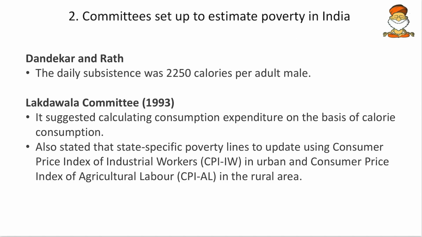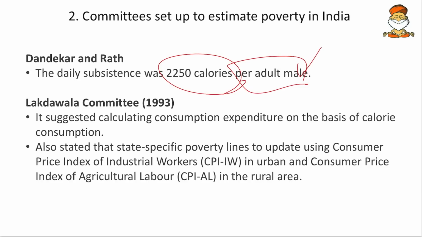First came the Dandekar Rath committee. They said that a daily subsistence of 2,250 calories per adult male has to be taken up. Here for male it was different and for female it was different. So it was not on the rural urban basis.